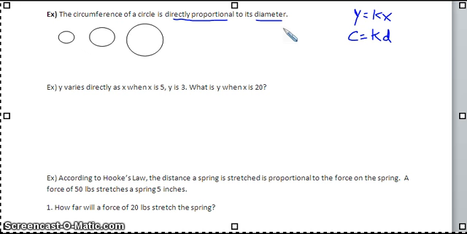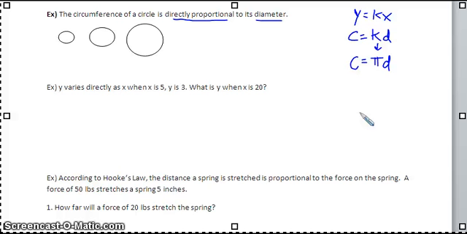Well, we should already know what this equation actually is. Circumference equals some constant times the diameter, and that constant is pi. So this is just an example of a formula that you already know, and how you could use it to help you understand the concept of direct variation. And that should make sense.